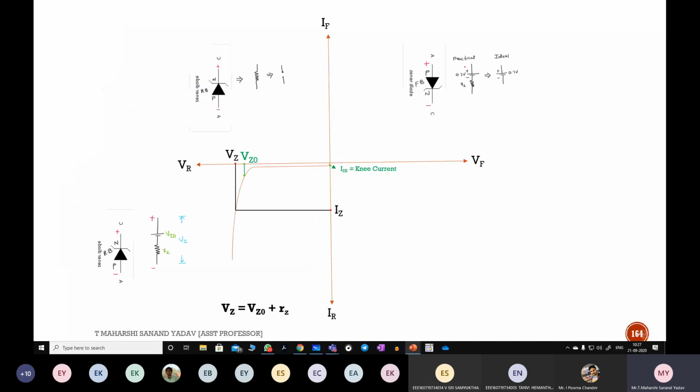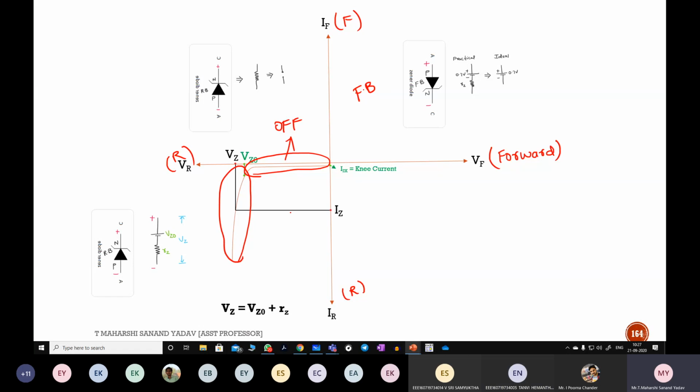Now this one. So VF stands for forward voltage. This is forward current. Next, reverse voltage and reverse current. So here I'll get the forward bias characteristics. And can anyone tell me what will happen in this region for a Zener diode? It will be off. And within this breakdown region, it is on. It starts working. So it should be replaced with something like this.